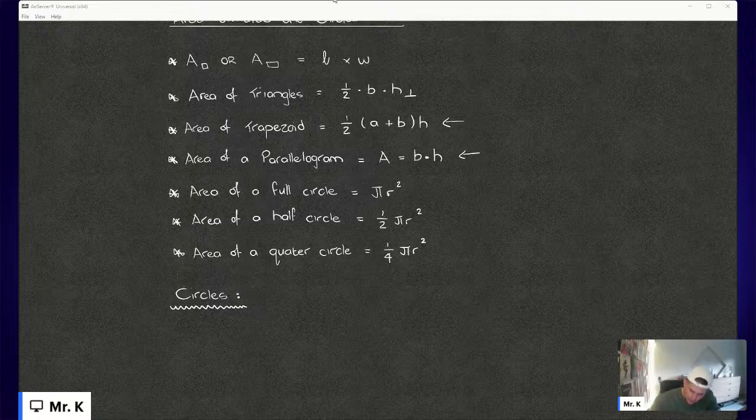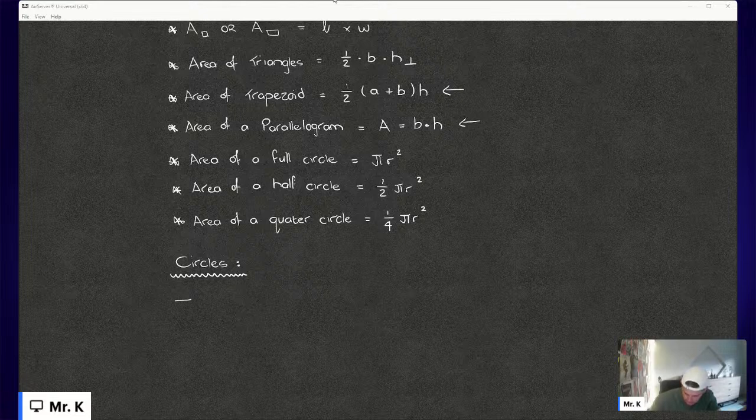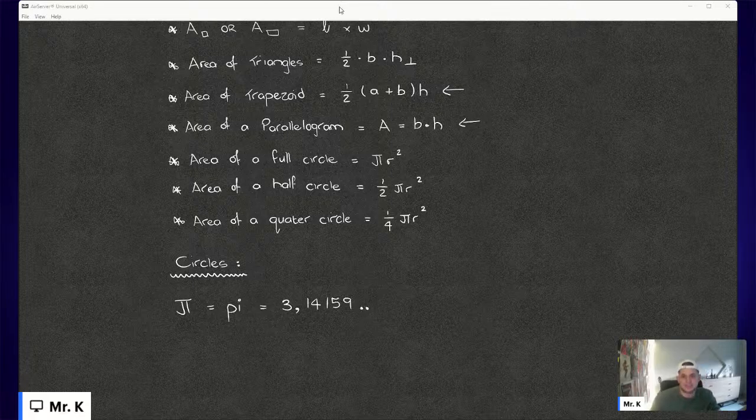Now, when we think about circles, the first thing to come to mind is this concept of pi, right? Now we know that this is a constant, 3.14159, and we know that it's non-terminating. In other words, it's a decimal that never ends. But what exactly is pi? I'm going to touch on this once very quickly. Pi is the ratio between the circumference and the diameter of the circle.